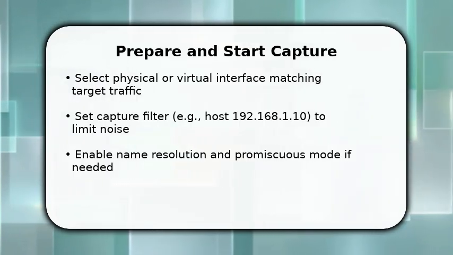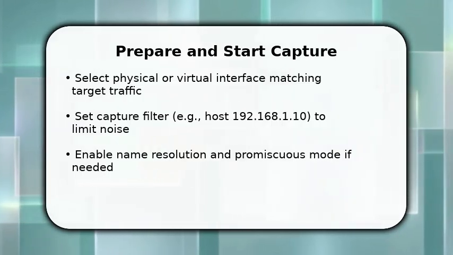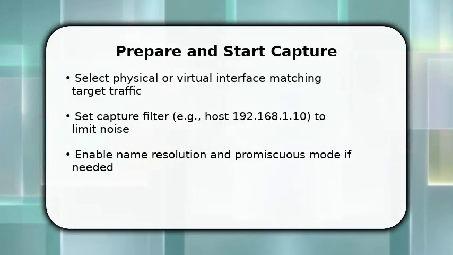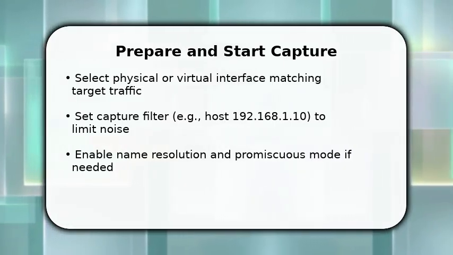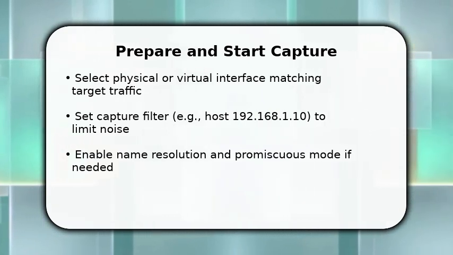Make sure promiscuous mode is on when you need to see all traffic on the link, and enable or disable name resolution intentionally so packet timestamps and addresses stay clear. Once running, watch the packet rate to confirm data is arriving before moving to deeper inspection.